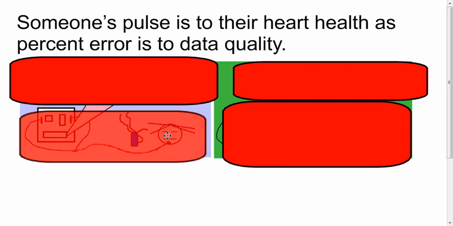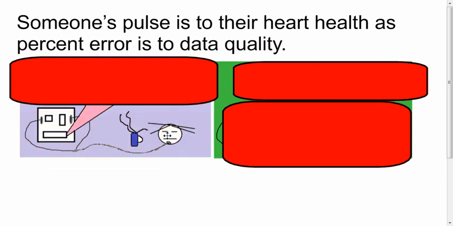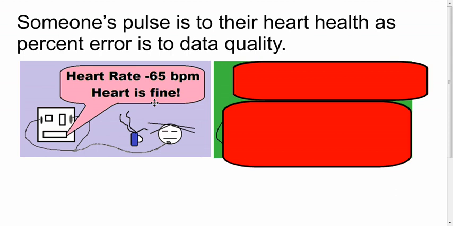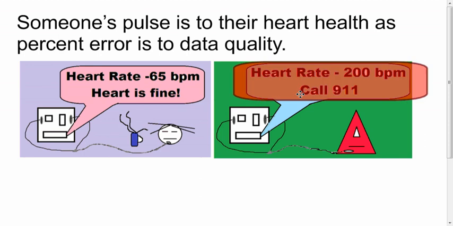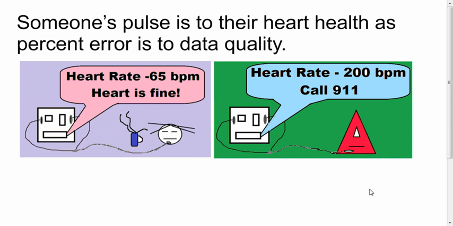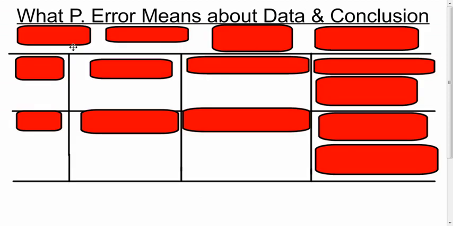So let's say Dr. Square measures Crazy's heart rate, and he gets 65 beats per minute. That means, hey, your heart is fine. And then he measures Professor Triangle's heart rate, and it's 200 beats per minute, so they say call 911. A similar scenario exists for percent error and data quality. Now, this is what percent error means about your data and your conclusion.